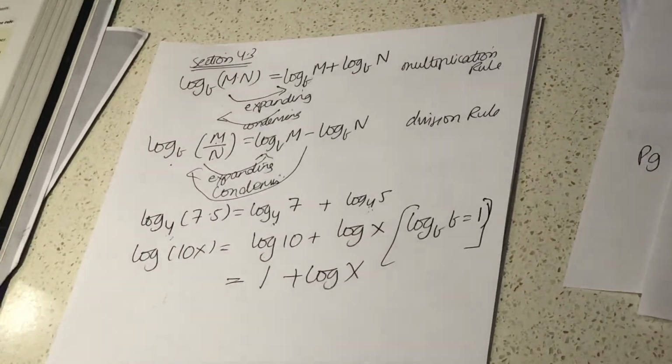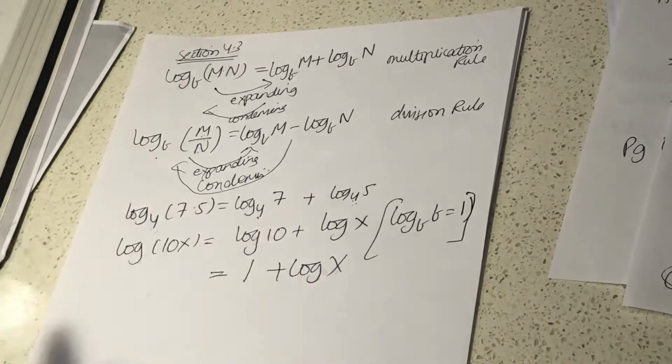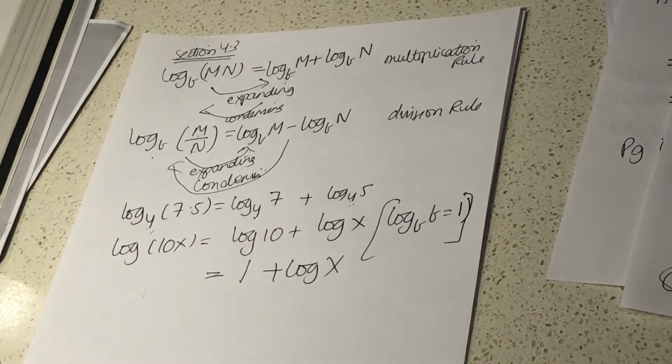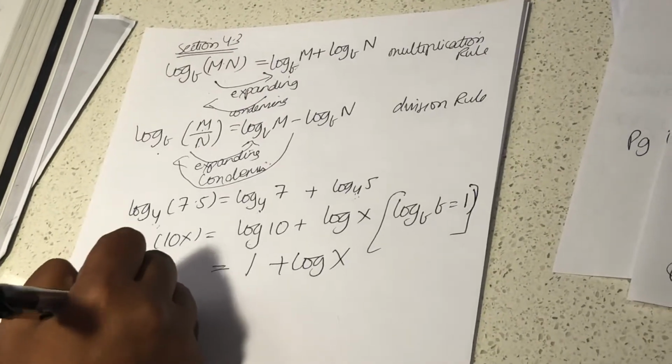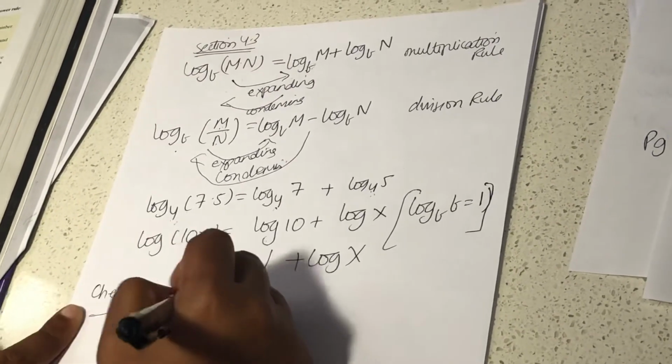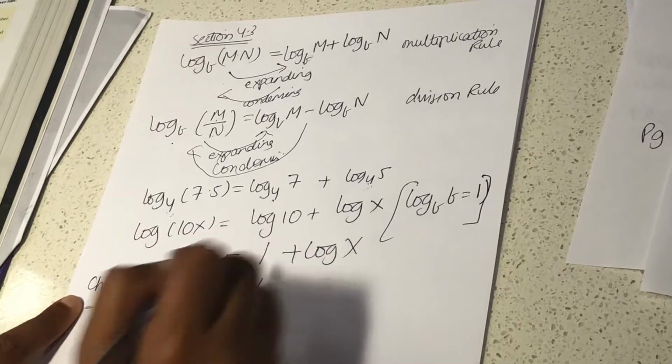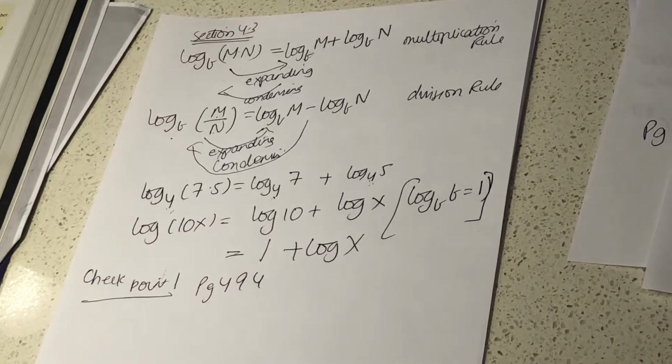This thing is known as expanding, because this was given to you and you are going to the bigger side. You're making it much bigger. Once you're done with this, I want you to try Checkpoint 1, page 494. Try that out. Okay. Next thing.